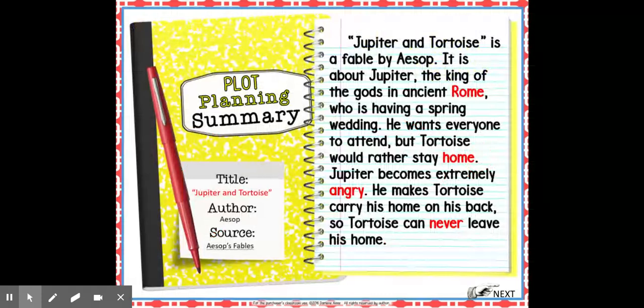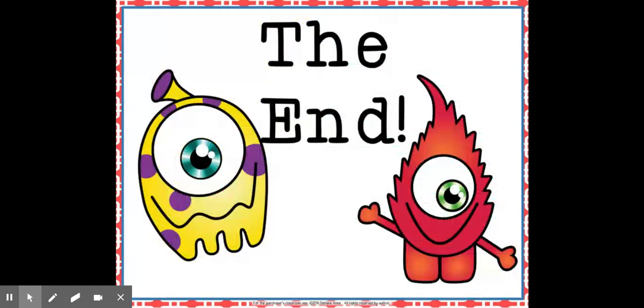Then we take those plot petals, put them in complete sentences, smush them together, and we've got a wonderful paragraph that is a summary of Jupiter and Tortoise by Aesop. Now it's time to put those skills to good use. You'll have a worksheet coming up. Good luck.